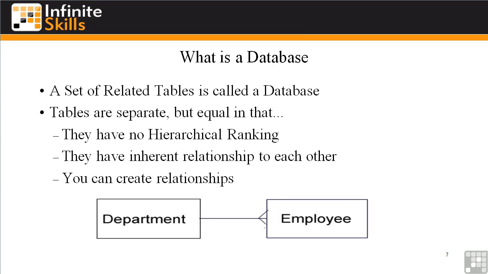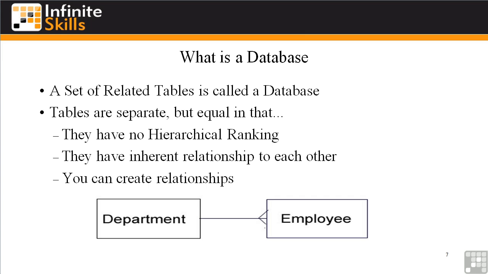Now, I've talked about a relational database system, but what is a database? Look at the first bullet here. Essentially, it's a set of related tables. These are tables that make sense to be together. For example, you might have a payroll database or a company database. When you create a table, and we will learn how to do that, they're separate, and they're equal in the sense that there's no automatic hierarchical ranking between tables. One table is as equal as any other table.